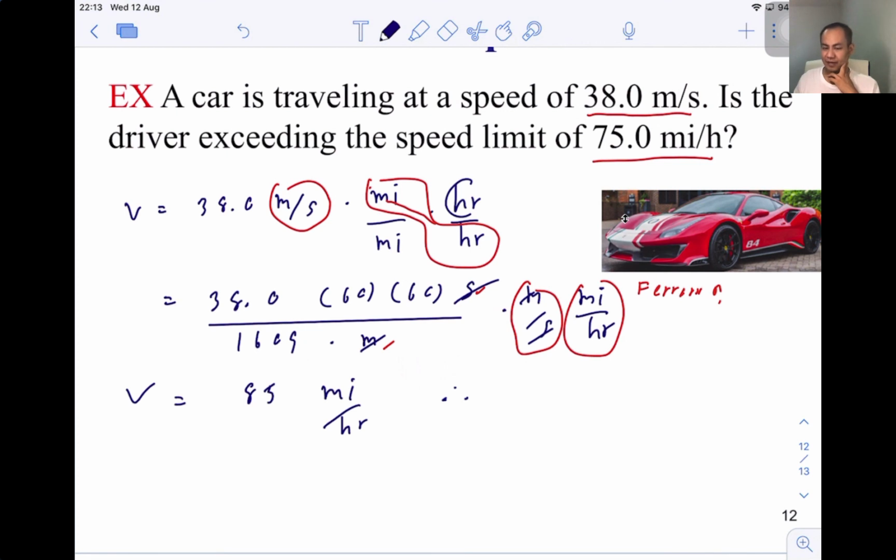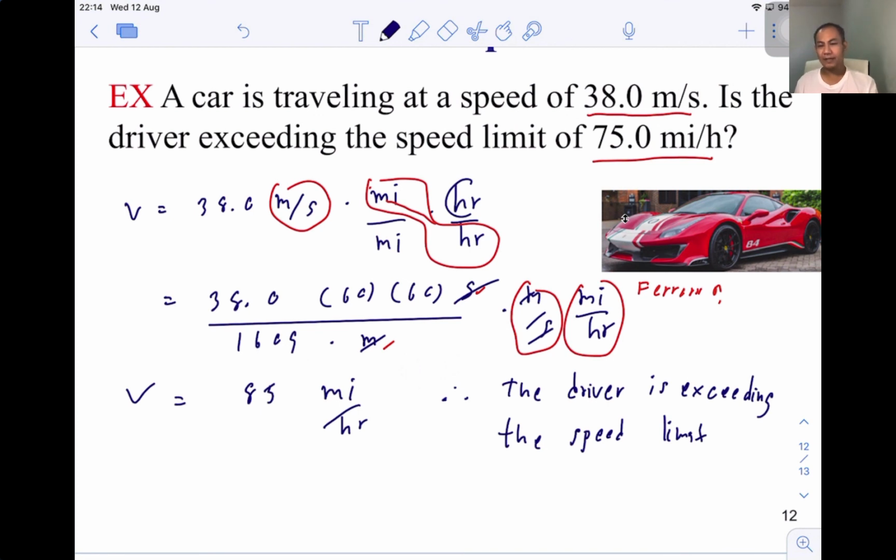So is the driver exceeding the speed limit? Yes. So we can answer that the driver is exceeding the speed limit, which is not good at all. If you drive a car, you should obey the law by not exceeding the speed limit. Everyone should believe me, and it will be good for yourself.